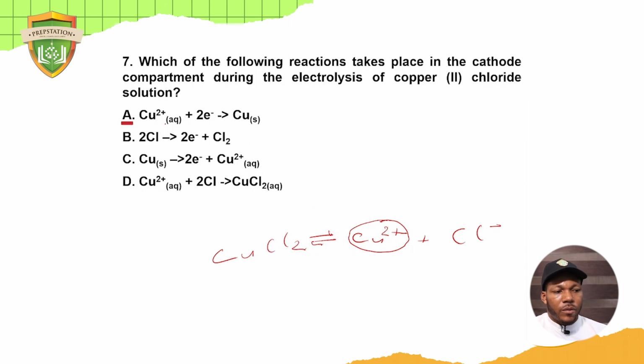If you write a balanced equation for this compound, you can see your answer is A, which is Cu2+ plus 2e minus gives your copper. So take notes. But if you ask of chloride, chloride will be discharged at the anode, because of higher concentration.